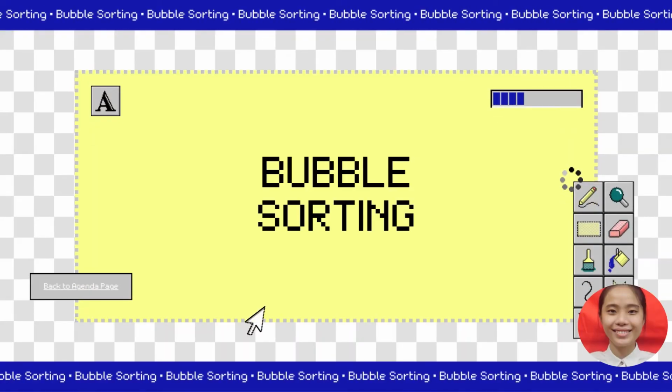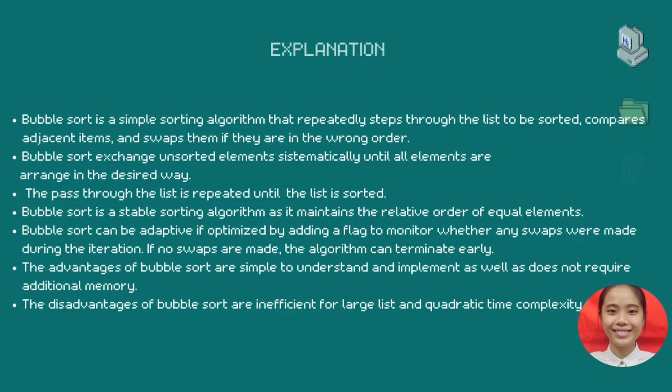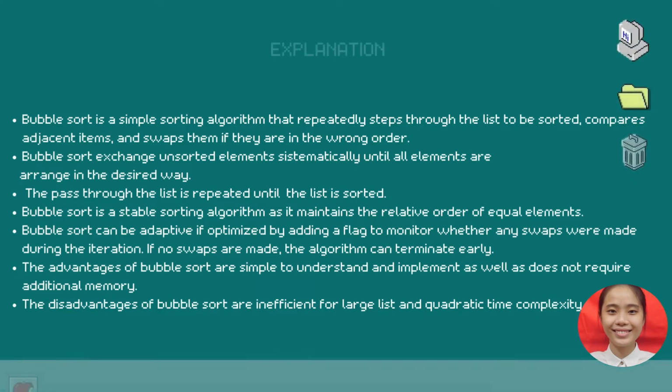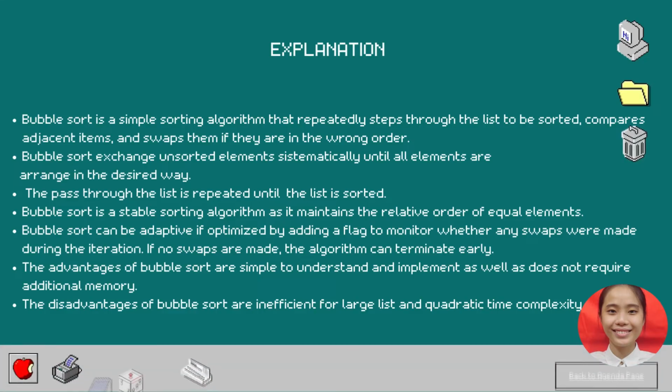Now, I will present the part on bubble sorting. Bubble sort is a simple sorting algorithm that repeatedly steps through the list to be sorted, compares adjacent items, and swaps them if they are in the wrong order. Bubble sort exchanges unsorted elements systematically until all elements are arranged in the desired way. The pass through the list is repeated until the list is sorted. Bubble sort is a stable sorting algorithm as it maintains the relative order of equal elements.